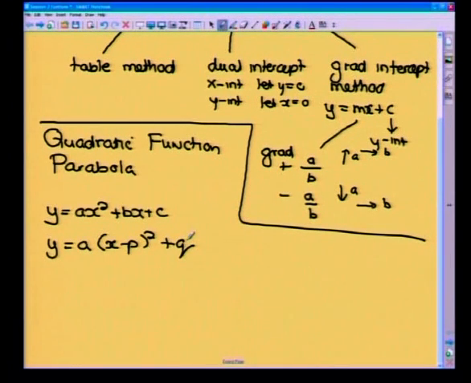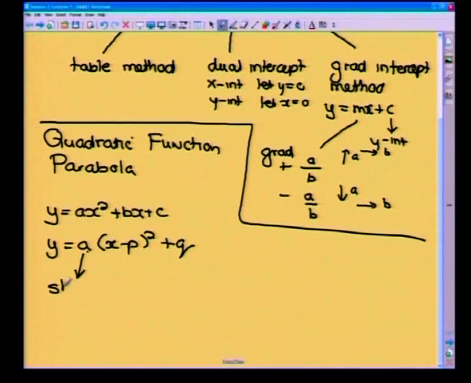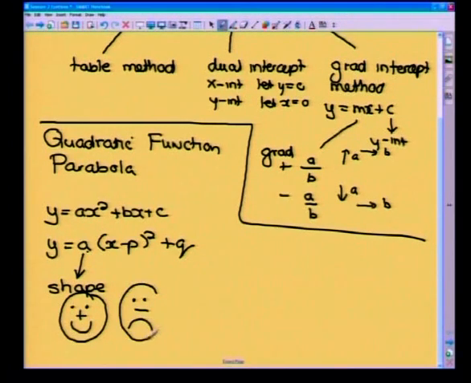That is actually the better format to work with because this tells you a lot of what's going on in the graph. If you remember from last year, the a determines the shape. And how that works is if we have a positive graph, it is smiling, so it would turn that way. And if we have a negative graph, it would be sad, so its mouth would turn that way. It's quite a nice way to remember it.